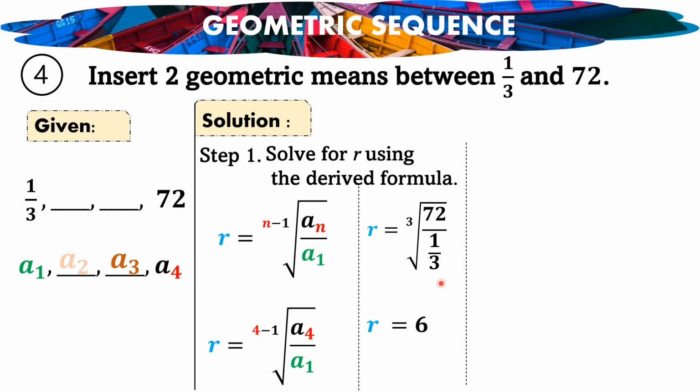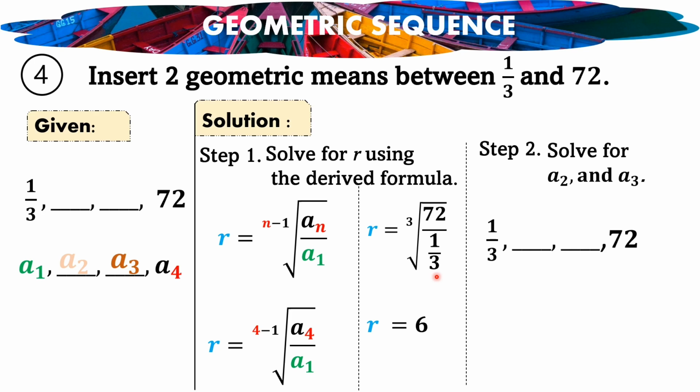Substituting, we have r is equal to the third, or cube root rather, of 72 over 1/3, which is 6. If the root is odd, there is only one root. It's either positive or negative, depending on the radicand. Alright, so step 2, solve for the two geometric means. By multiplying the first term and the root, 1/3 times 6 is 2. Then 2 times 6 is 12. 12 times 6, to check, we have 72.